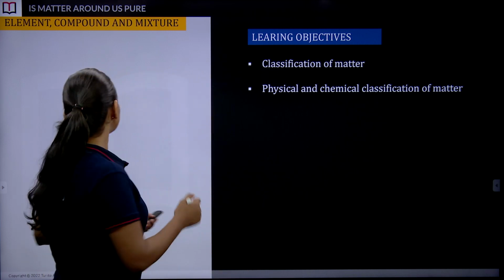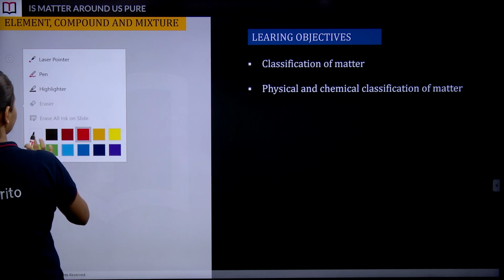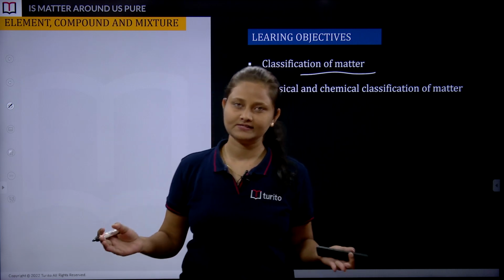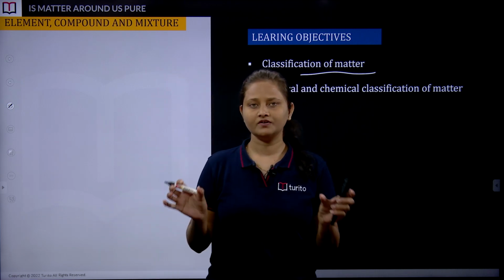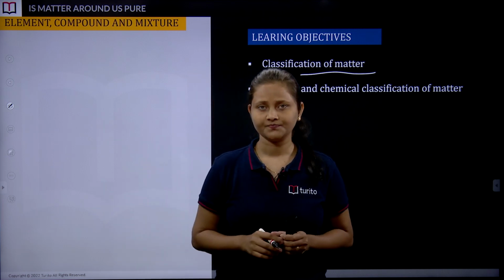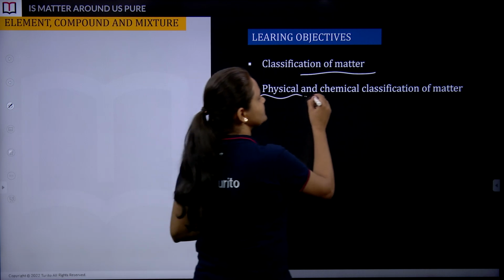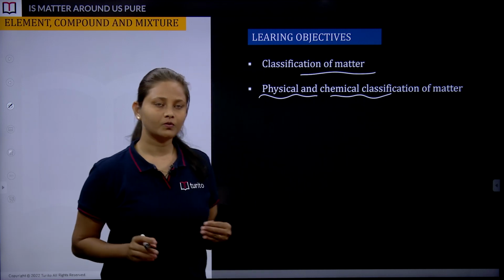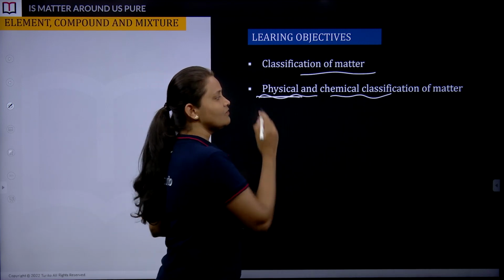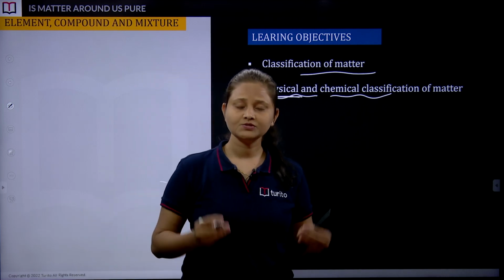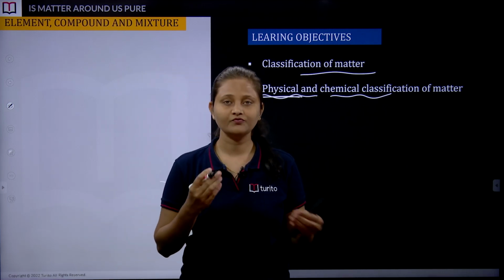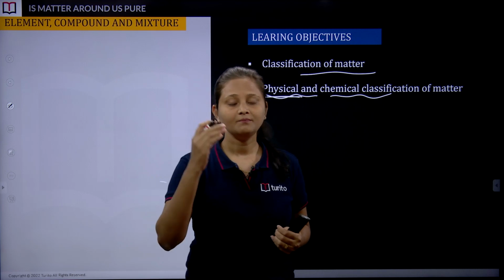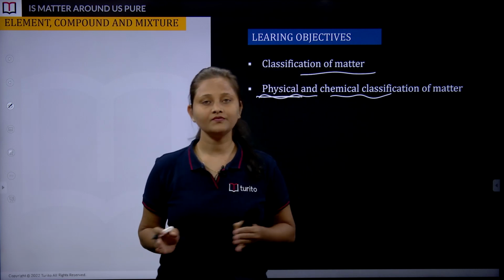So we understood about the classification of matter, right? We talked about that matter is classified in two ways. Quickly tell me what are the two types of classification which matter has. Of course, physical and chemical classification of matter, which we have studied thoroughly. Physical classification is based on physical properties of matter, the properties which we are able to see, observe or measure. Based on these properties we have physical classification of matter.